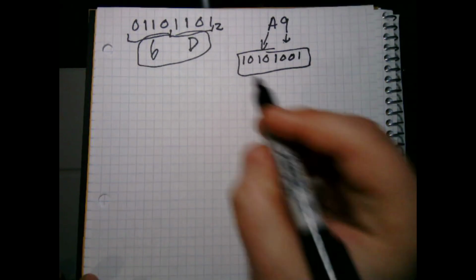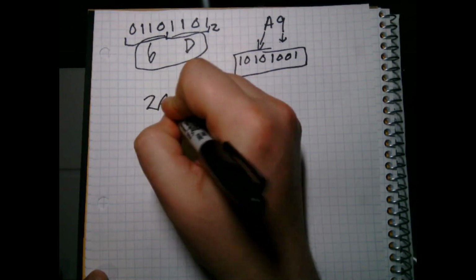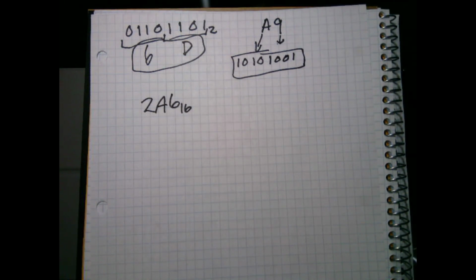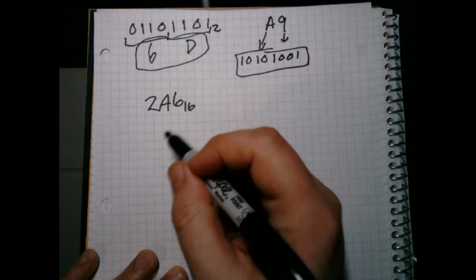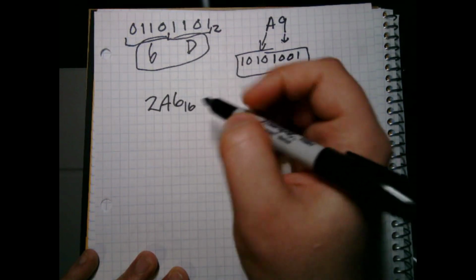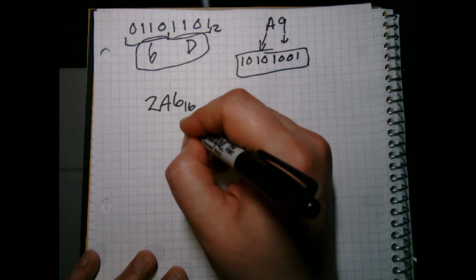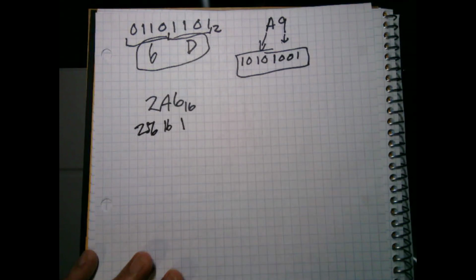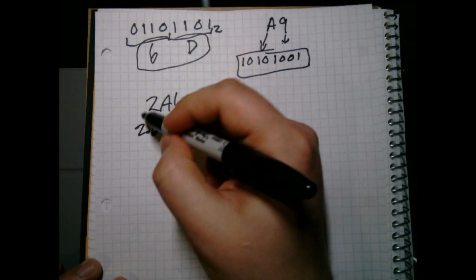Next, they want us to convert 2A6 in base 16 to decimal. So they want us to go hex to decimal, so we need to do our multiply by weighting factors method. So we need our weighting factors for each of these columns. There are 3 columns, so we'll need 3 weight factors. Of course, that'd be 1, 16, and 256. And now we just multiply each digit by its weight factor.